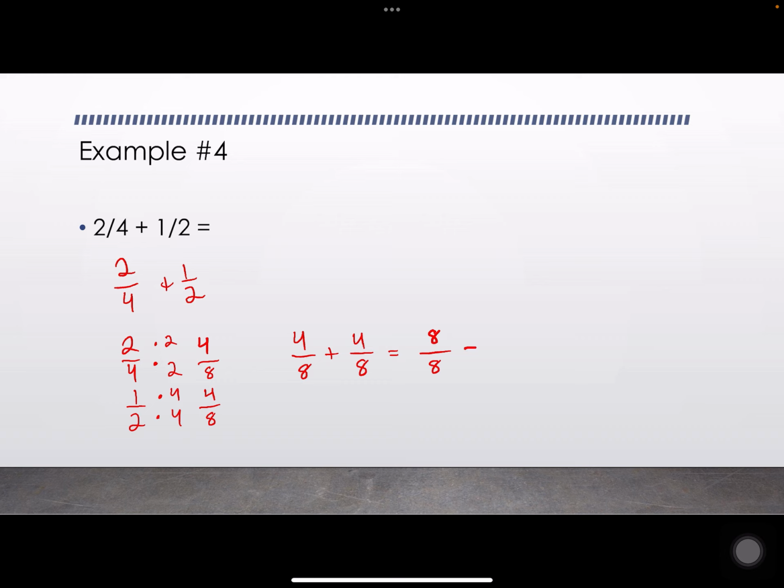Remember, this can be simplified to 1 because the top and the bottom numbers are the same. But pay attention to whether the question you're dealing with wants your answer in its simplest form, although it's always a good habit to simplify at the end.